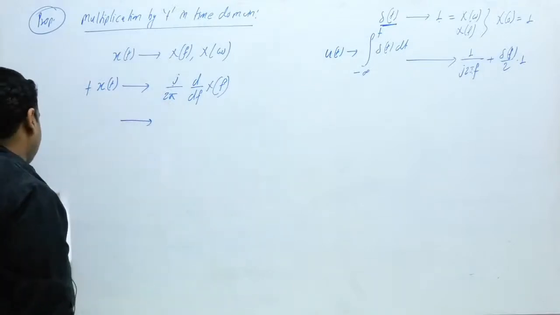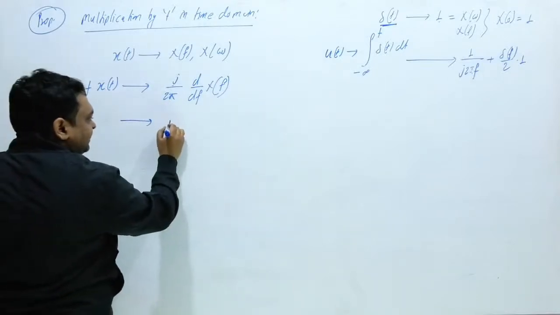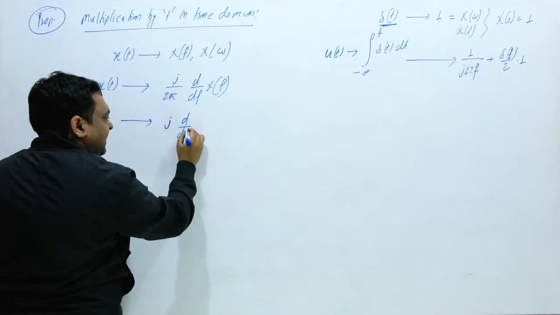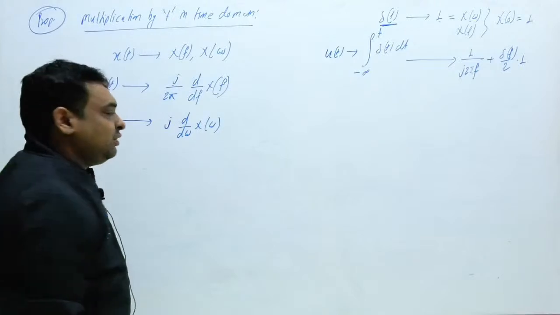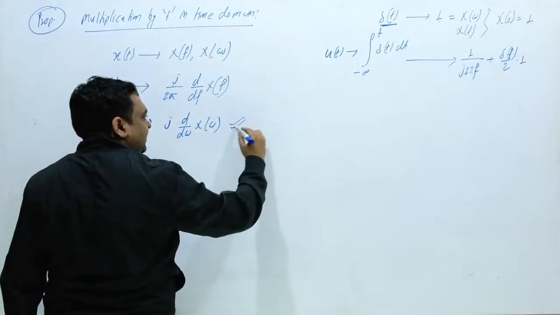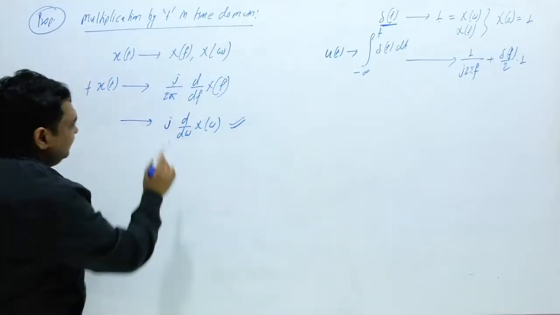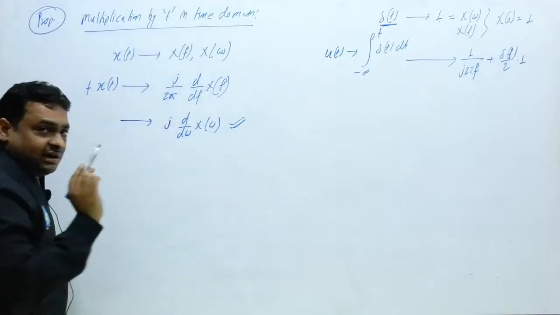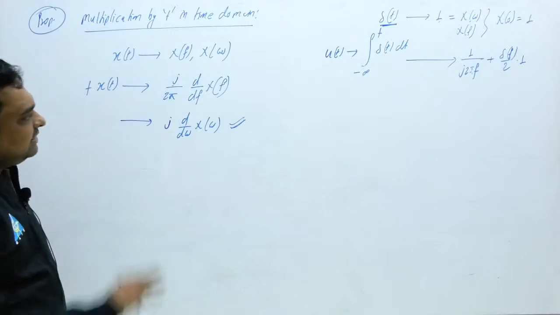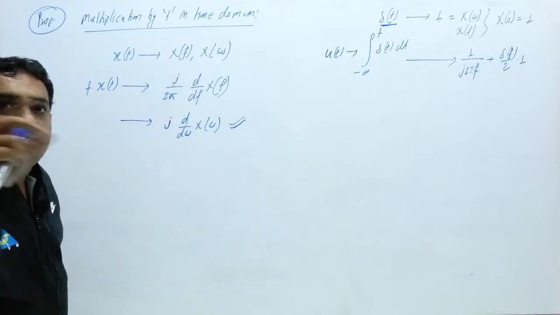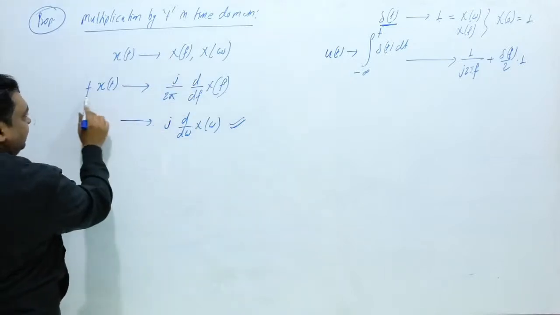What will you get in the omega domain? In the omega domain we get only j multiplied by d by d omega of X(omega). So this property is easier in the omega domain, and I suggest you remember this. It's your wish, you can remember either this or that, but only this property in the omega domain is easier. All the properties are easier in the frequency domain. So just concentrate here.